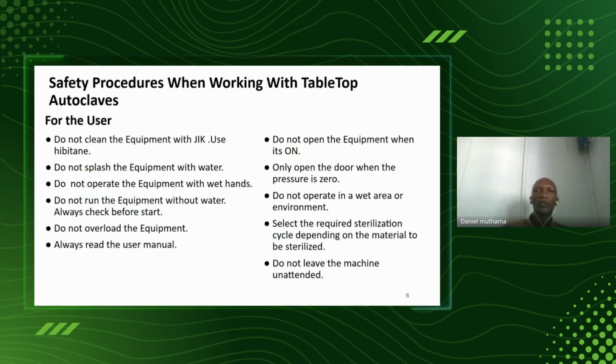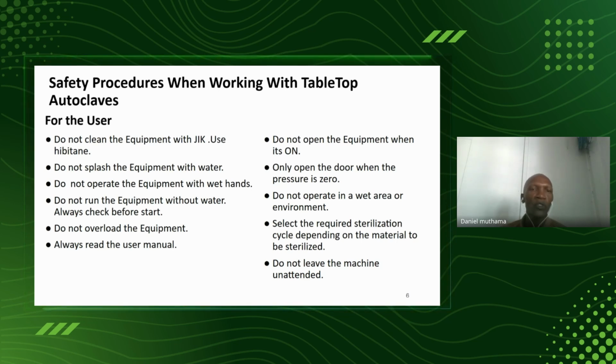What are the safety procedures when working with the table-top autoclaves? The user should not clean the equipment using jik. Jik is corrosive, so you use Hibitane, or you can use 70% alcohol. The user should not splash the equipment with water. Do not operate the equipment with wet hands. That can lead to electrocution.